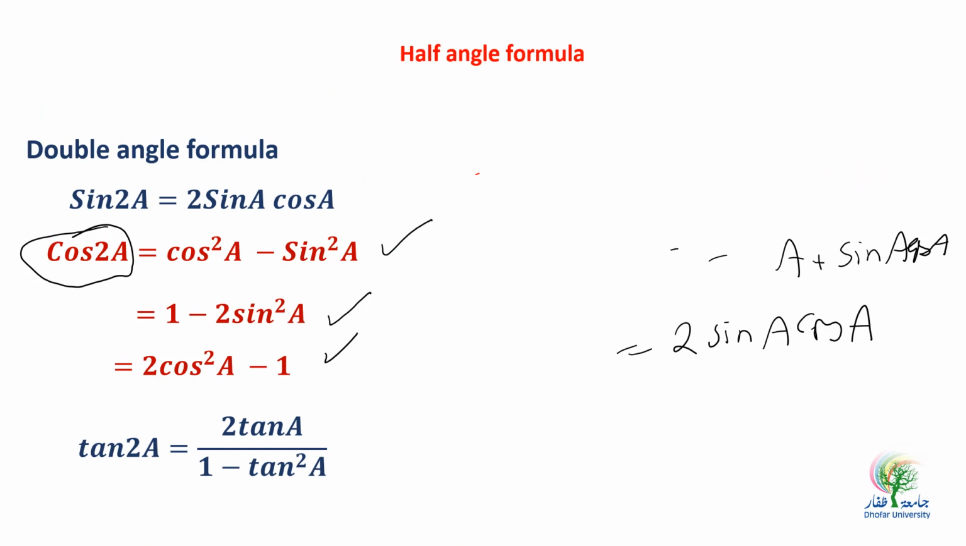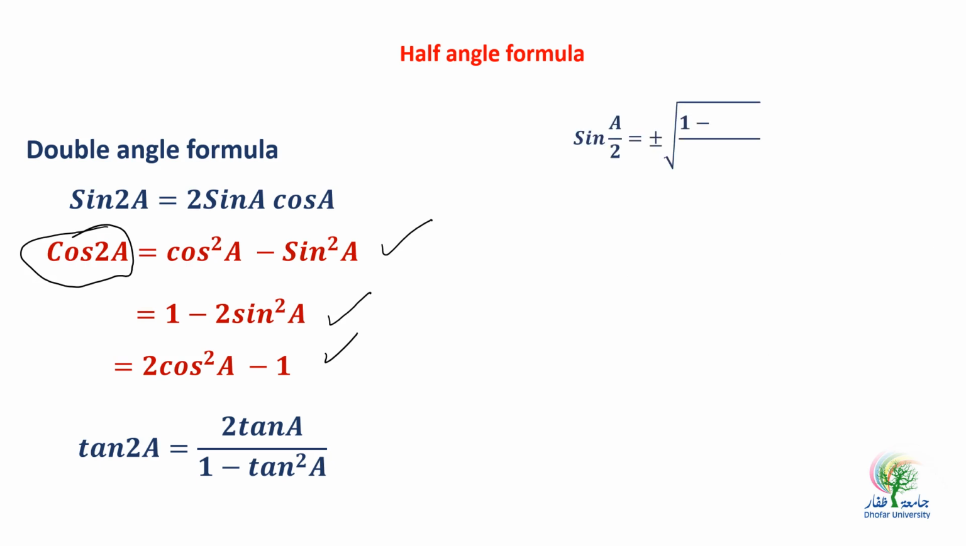Half angle formula. Sine A by 2 is plus minus square root of 1 minus cosine A divided by 2. Here we have A by 2, so here we have A. If we have sine, we have minus here. So this is the formula.